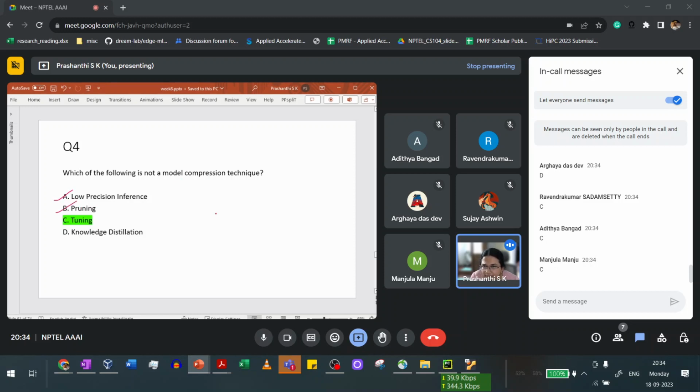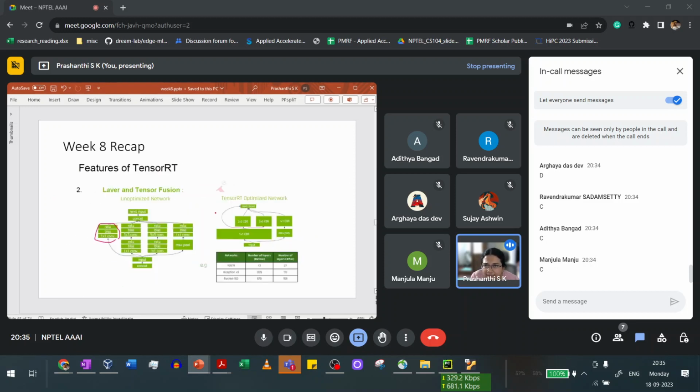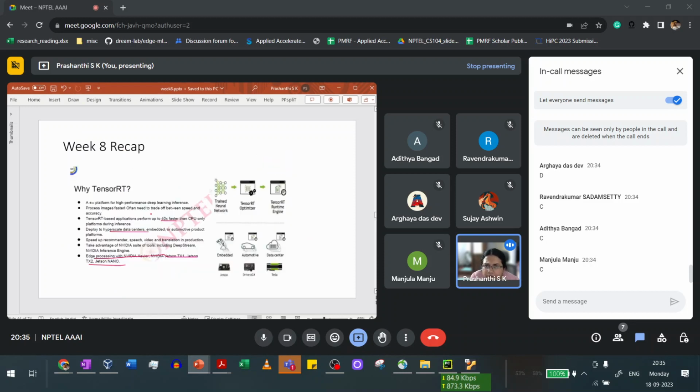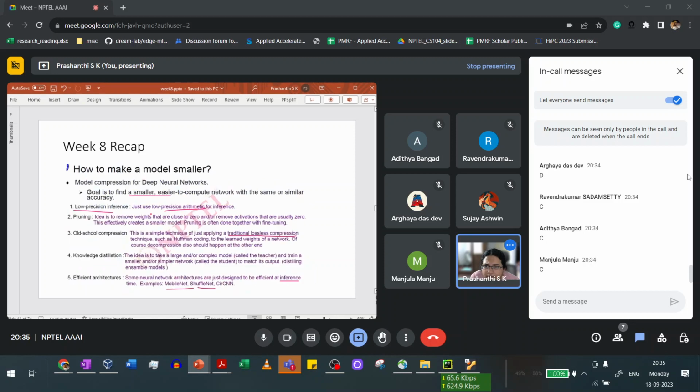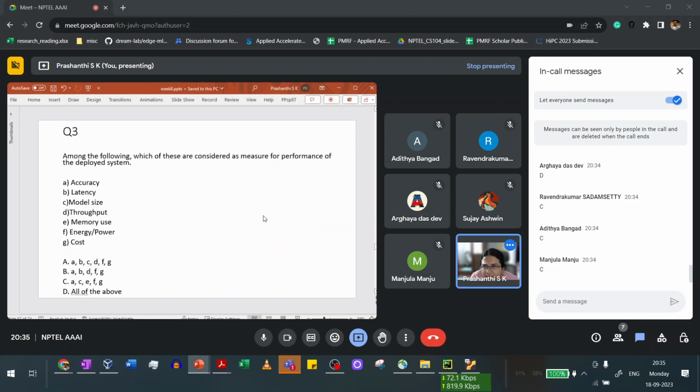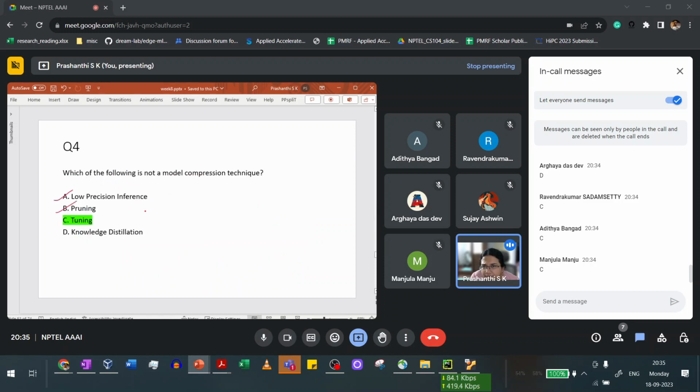Similarly, pruning removes certain things, right? Let's go back to pruning. Where was that? Yeah, pruning. So you remove some weights that are close to 0 or activations that are close to 0. So this also creates a smaller model. So when we say compression here, we are basically referring to creating a smaller model. So pruning also does that.